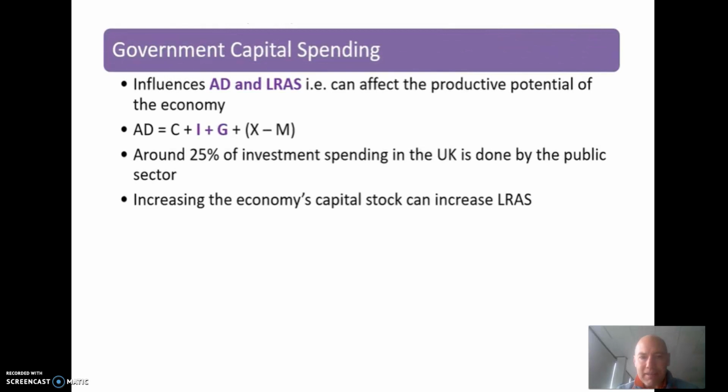Now, in terms of capital spending, we've seen that actually influences both aggregate demand as part of C plus I plus G, okay, as well as the long run aggregate supply curve. If you guys remember, going back in time, around 25% of investment spending in Britain is done by the state. Okay, and obviously with that in mind, whether it's broadband, whether it's the amount of motorways, whether it's the amount of ports, this is going to improve the productive capacity of the economy.